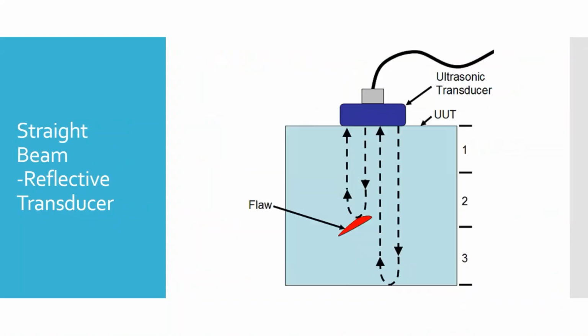So just again, some of how these are laid out. Here's a straight beam reflective probe looking at a flaw. This is what we're going to do in class.